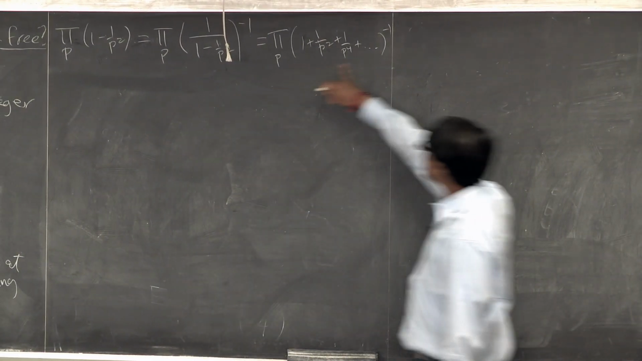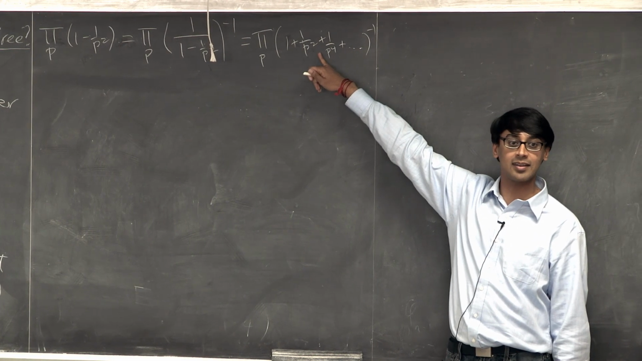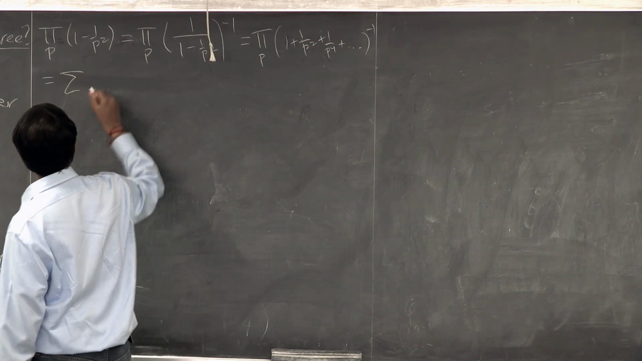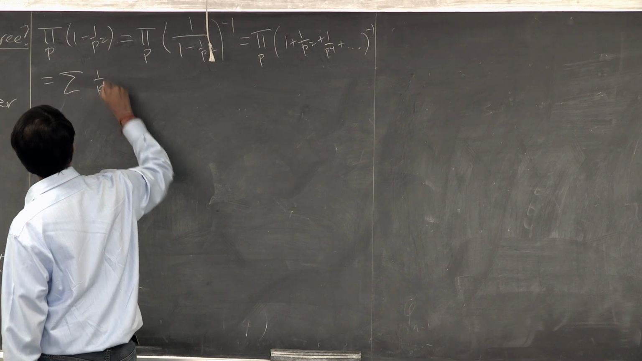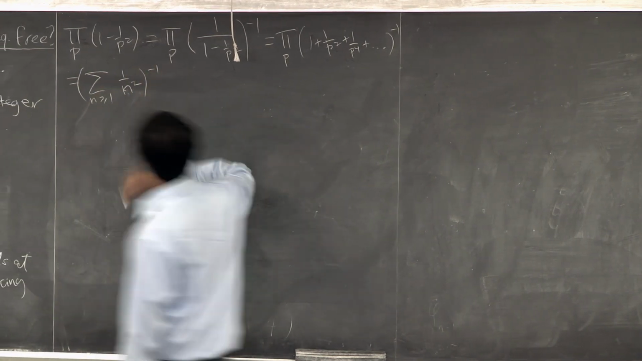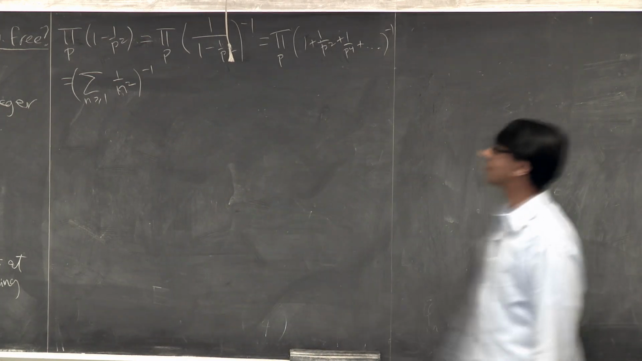And now when you multiply this over p, you see that you get the sum of 1 over n squared over all numbers n. Right? So this is just the inverse of the sum of 1 over n squared. And the sum of 1 over n squared is pi squared over 6, as you see in, well, I don't know, there are lots of ways to see that.